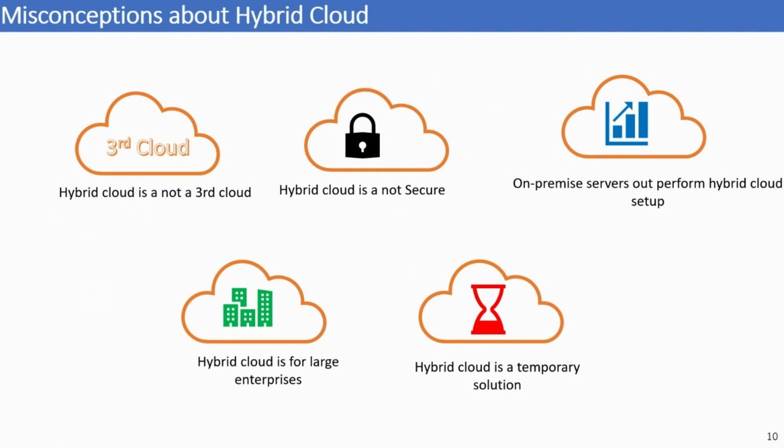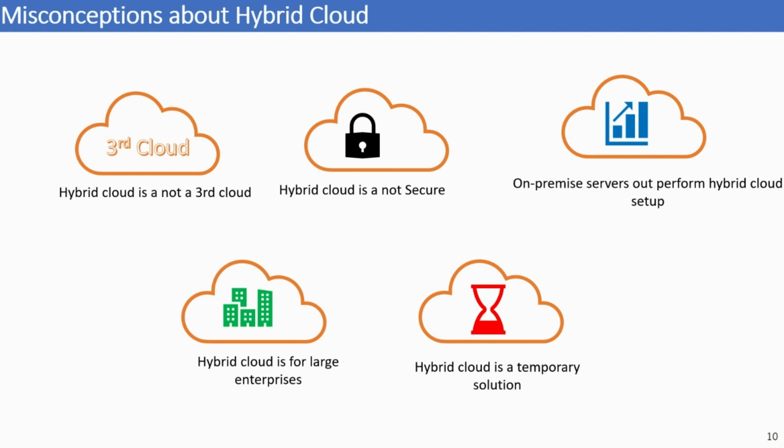Second one, hybrid cloud is not secure. It's also considered a misconception because on-premises servers are where you can implement strict, customized security controls. Thereby, they can store confidential information while also integrating with applications and assets in the public clouds.